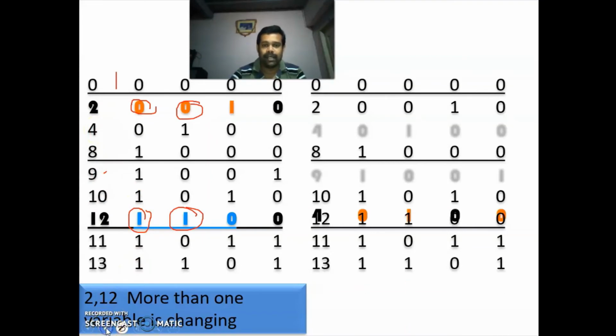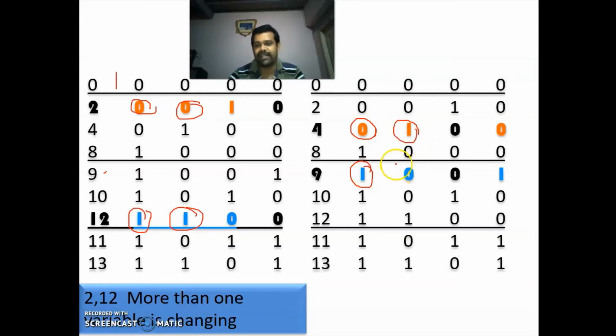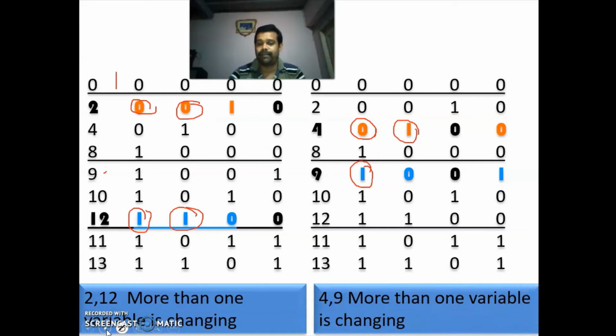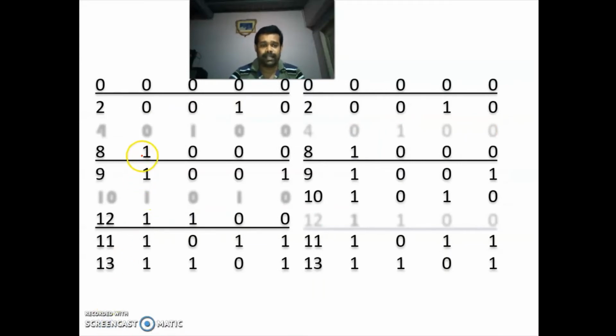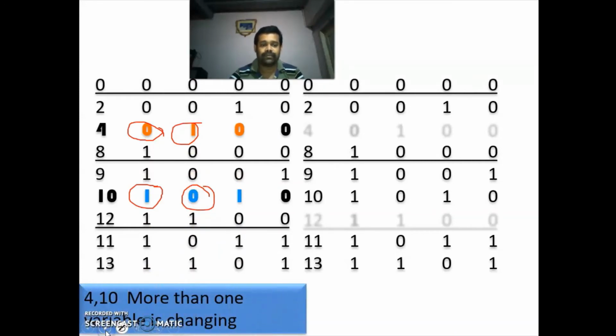Next we are going to compare 4 and 9. When you are comparing 4 and 9, here you have 0, here you have 1, 1 bit is changing. Here you have 1, here you have 0. So more than 1 bit is changing. Whenever more than one bit is changing, no need to take that pair. Next we are going to compare 4 with 10. Here 0, here 1, one variable changing. Here 1, here 0, more than one variable changing. So we can't take that.